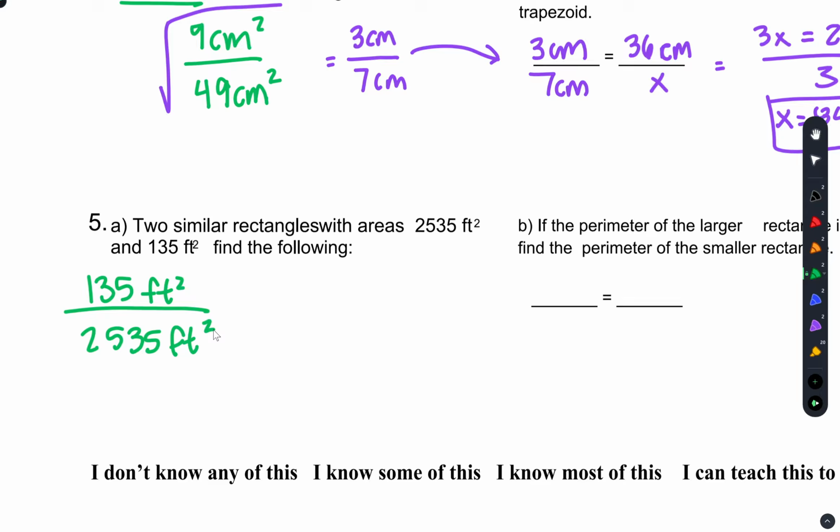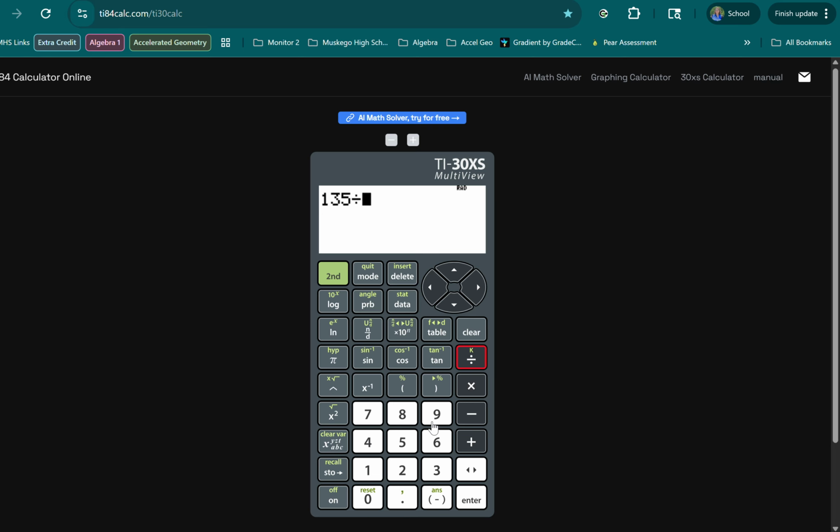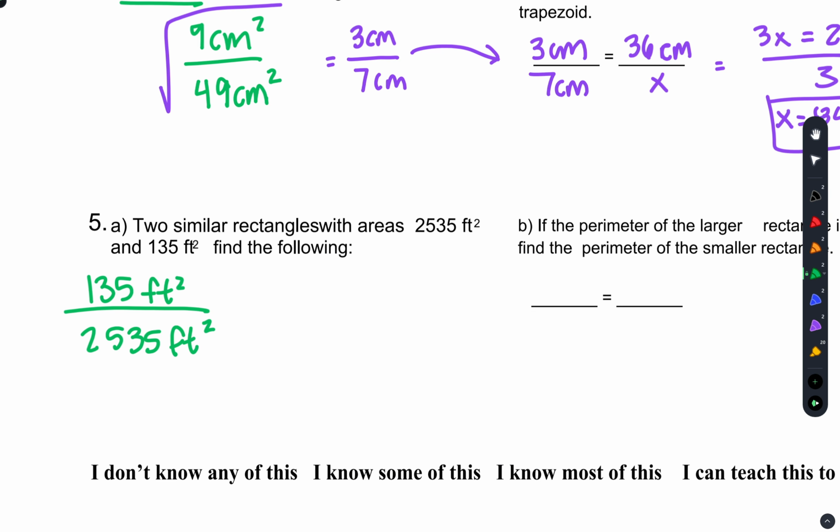And I do believe 135 is divisible by 9. Am I right? Let's look it up. I believe I have my calculator open. So not divisible by 4, but it should be divisible by 9. So 135 divided by 9 is 15. Everybody still with me? I don't want this number in my new ratio to be 15. I want this to be 9 feet squared. So I'm dividing by 15 to get 9 as my perfect square.